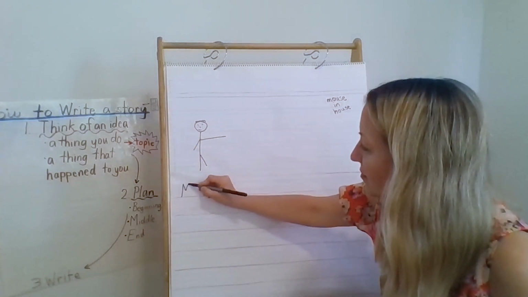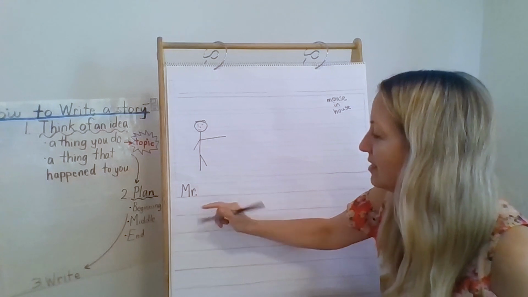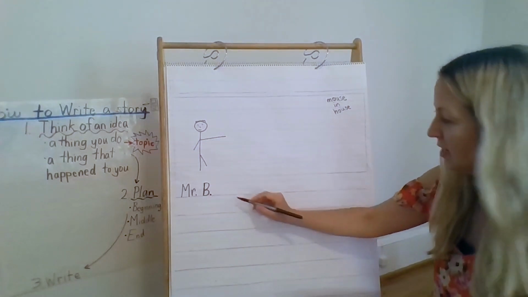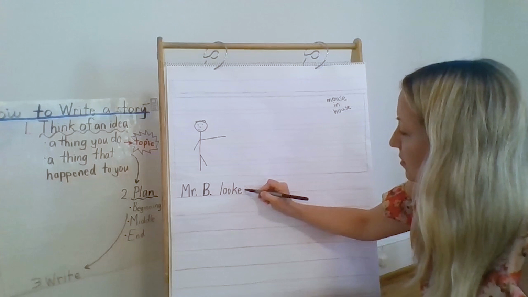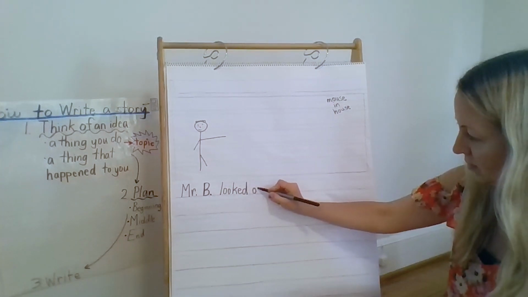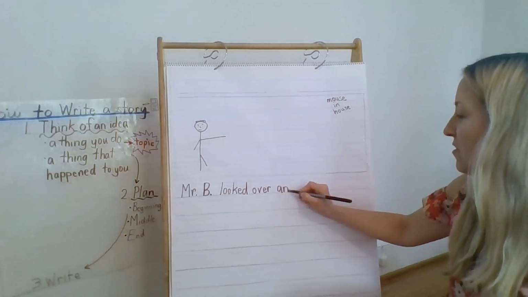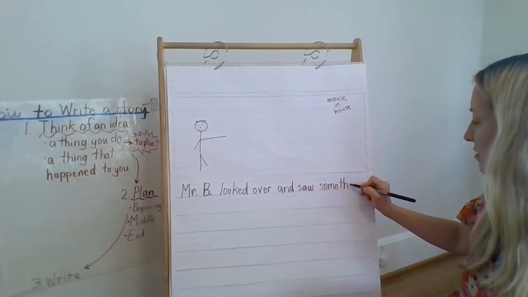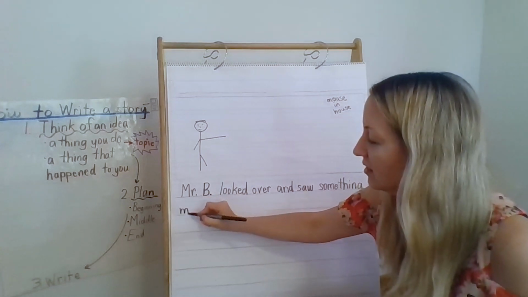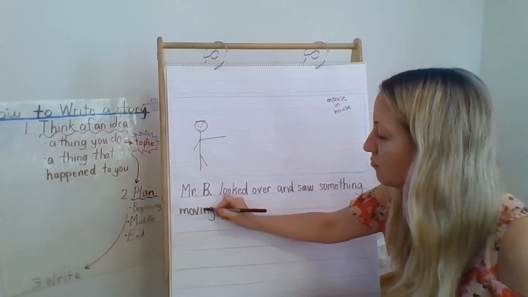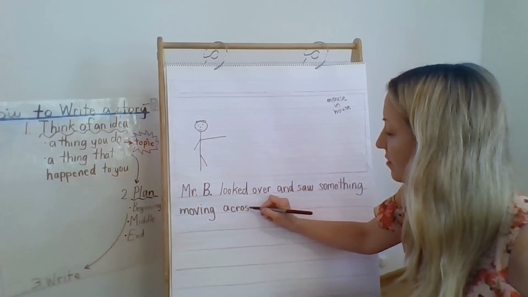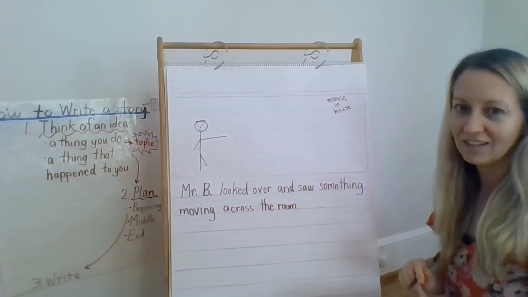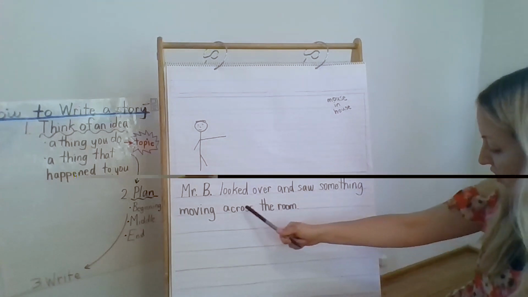Mr. B, remember you need finger spaces. Mr. B, and names start with capital letters. Mr. B looked over and saw something. He saw something moving across the room. How do I stop my voice? Period. That's right. Mr. B looked over and saw something moving across the room.